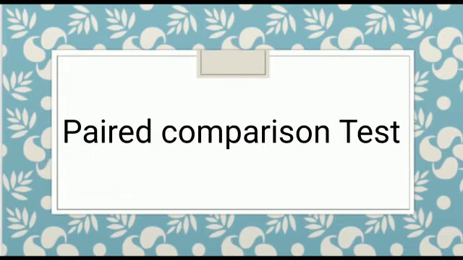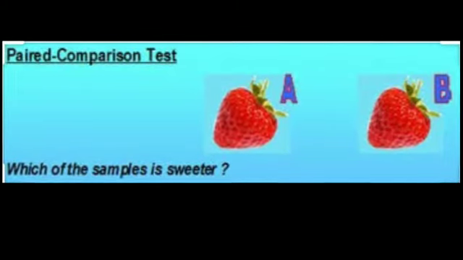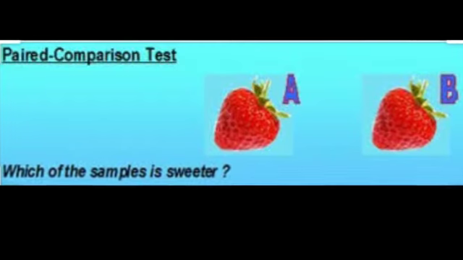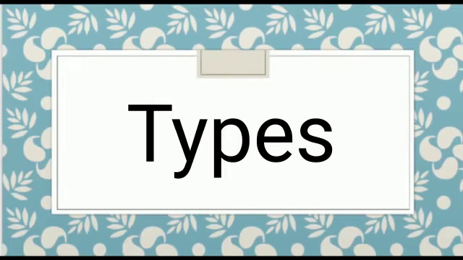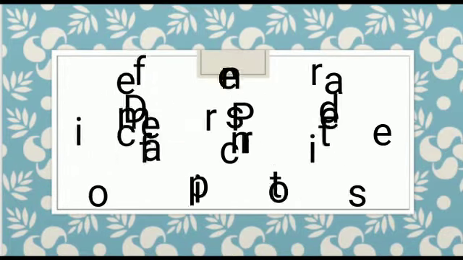First is the paired comparison test. This paired comparison test is done to find the presence of any difference between the placed samples by tasting them one after the other. This has two types, that is the difference paired comparison test and the directional paired comparison test. In the difference paired comparison test, just two samples are placed and the panel tastes them and finds if there is any difference between them.